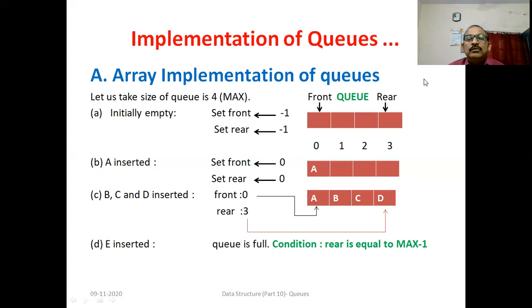Now suppose we want to add element E. Here we cannot perform the addition operation. Why? Since the queue is full. So what is the condition when we say the queue is full? When rear is equal to max minus 1, we can say that the queue is full. In that case, we cannot perform the addition operation. So the condition for a full queue is when the value of pointer rear is equal to max minus 1.